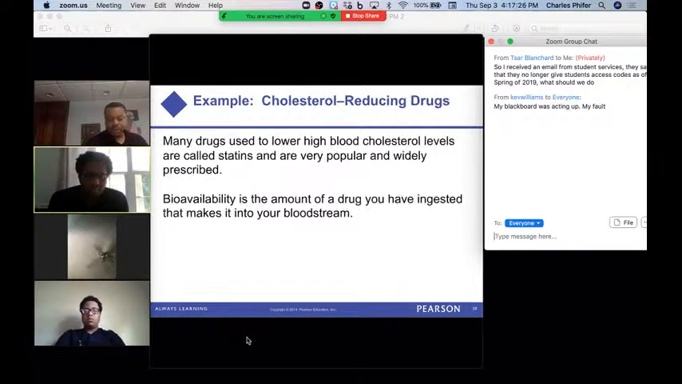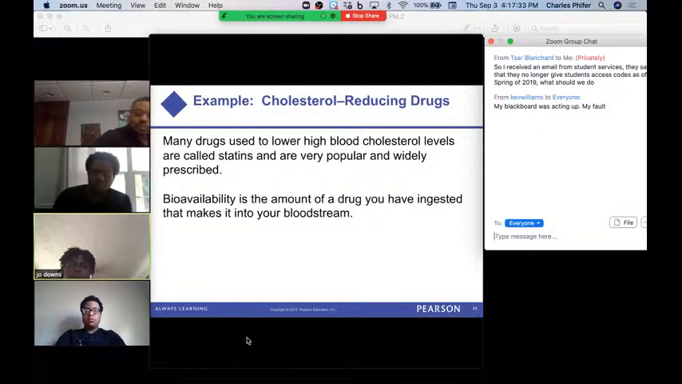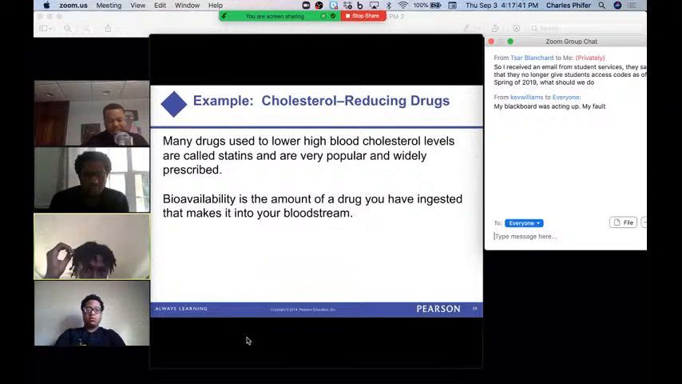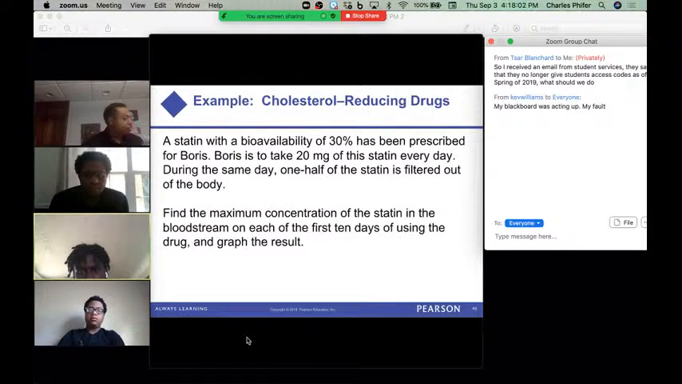We're actually almost done with this section. Can I get a volunteer to read this slide for me? I'll read it. Many drugs used to lower high blood cholesterol levels are called statins. Statins are very popular and widely prescribed. Bioavailability is the amount of a drug you have ingested that makes it into your bloodstream. Keep going.